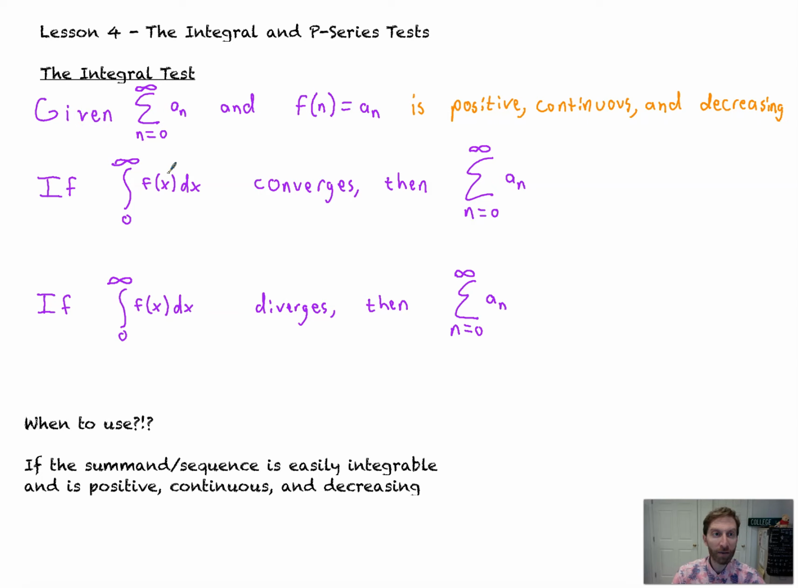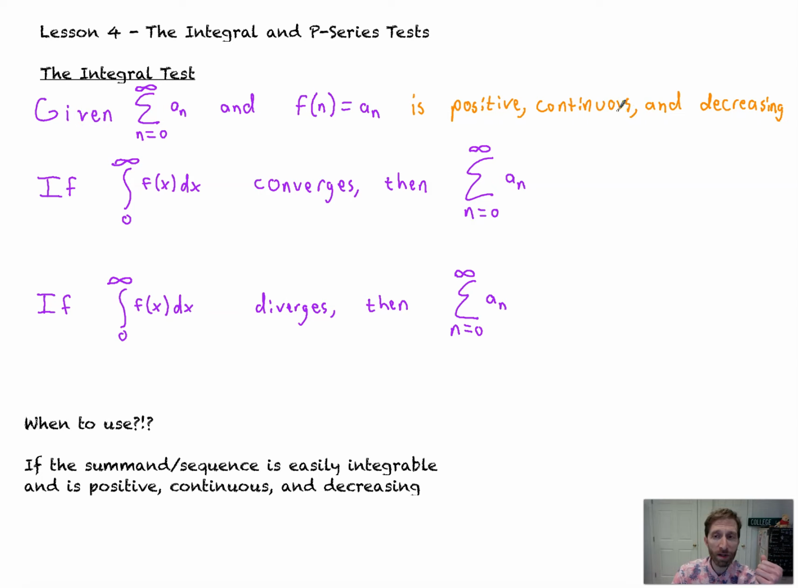So for now, we've got to figure out when we use it and what this integral test tells us. The integral test basically starts out like this. Given that you have an infinite series, some a sub n, n equals 0 to infinity, you're adding up some sequence a sub n, and you've got some function f of n that is a sub n. Like if a sub n was n, then f of n would be equal to n. That a sub n value has to be positive, continuous, and decreasing.